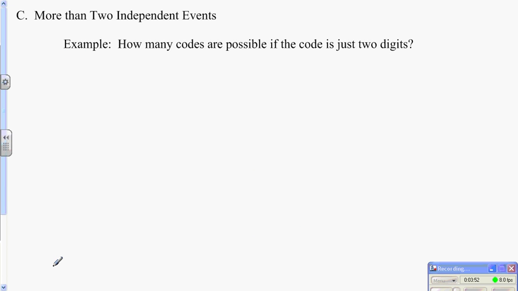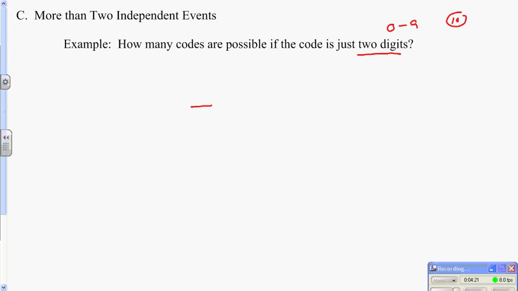Now let's take a look at some probabilities here, in terms of lotteries. Now we're not going to actually look at probability yet, but we're starting to, because we're going to decide how many different ways something can happen. Here's an example of a code. How many codes are possible if the code is just 2 digits long? Now when we say digits, we're talking about 0 to 9, which is 10 digits.